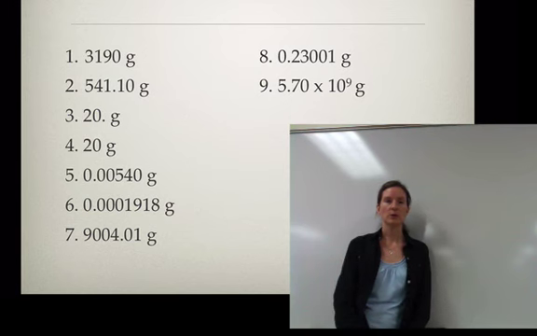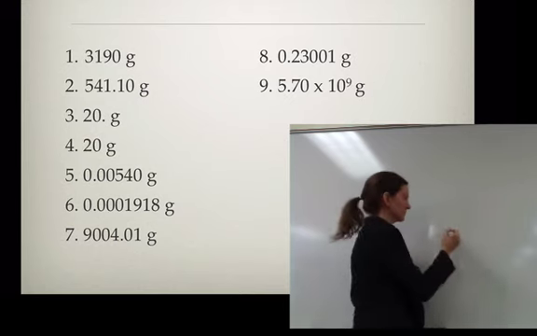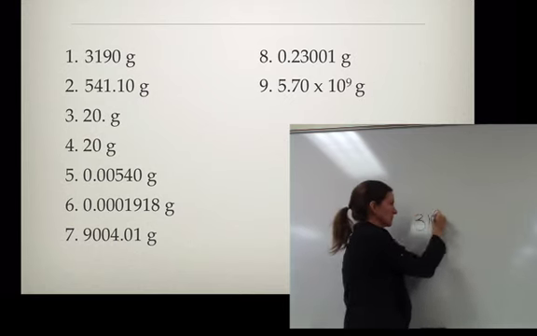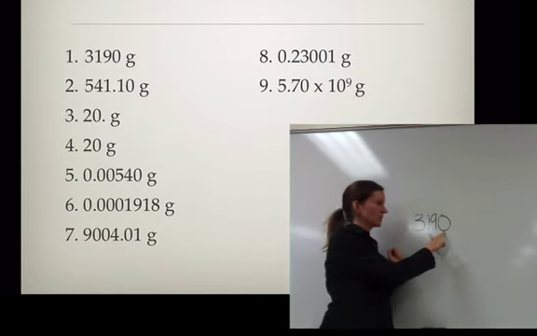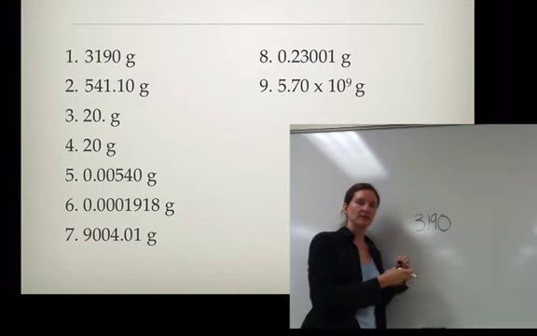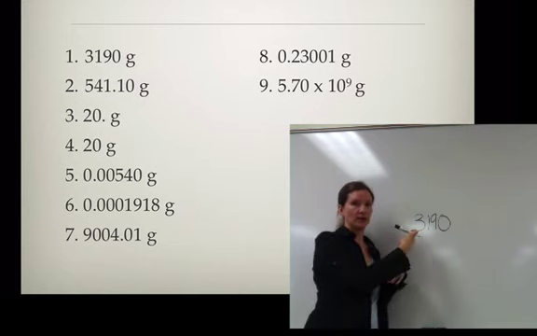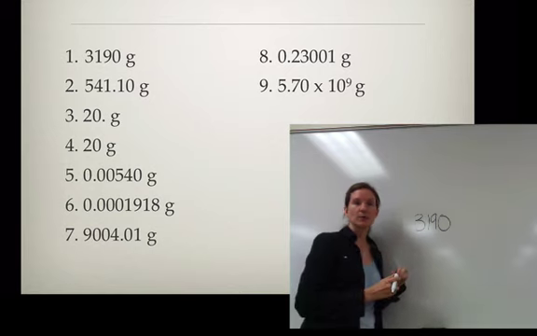So I say start on the right, go to your first non-zero, and the rest of them are significant. I'm just going to run through this screen as examples so you start to see how this is applied. You'll have to apply it for your homework tonight too, and we'll see how it goes in class tomorrow. So for number 1, that 3190, I don't have a decimal point, which means this 0 is not significant. I have 1, 2, 3 sig figs. The next one has a decimal point, which means all of them count. So that is 5 sig figs for number 2.